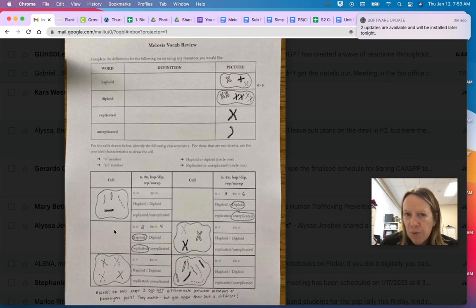What I'll also do with you is talk about, all right, when would a cell look like this? A cell that's haploid with unreplicated chromosomes would be a sperm or an egg. That would be a haploid cell with unreplicated chromosomes. So we'll talk about all of these different cells, what kind of cell and when a cell would look like that. And I think that'll really cement your understanding as we start this process.